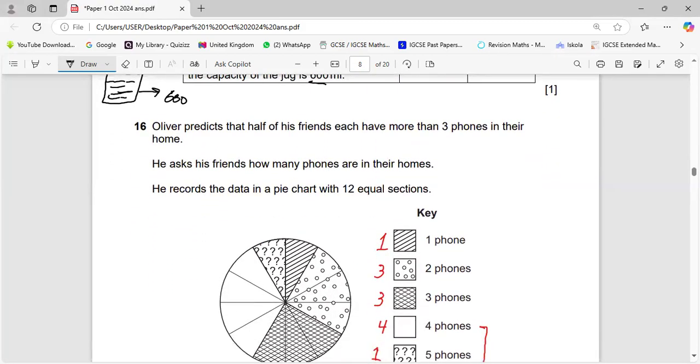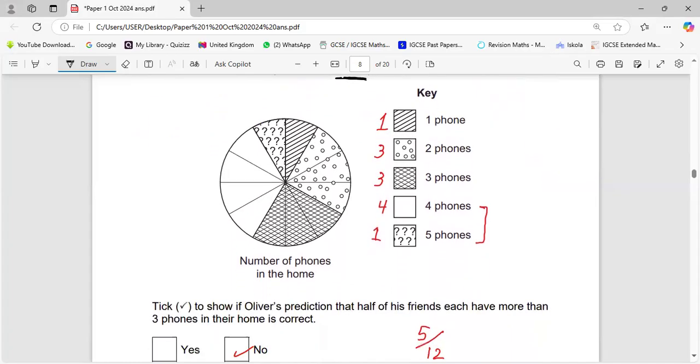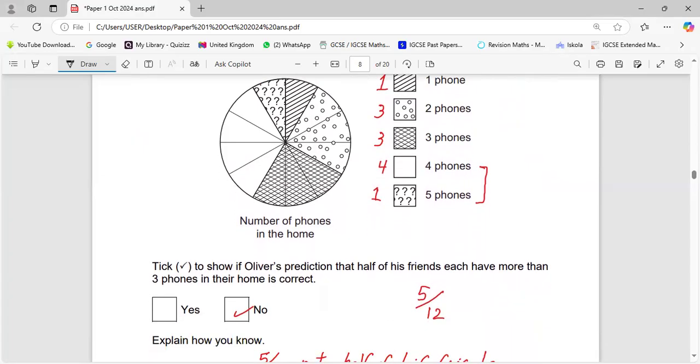The next question. Here we have Oliver, who predicted that half of his friends each have more than 3 phones in their home. Here they are represented in a pie chart. You have 12 equal sections. 1 phone is represented by this section, and 3 phones, and so on. He only asks you about this question. Oliver predicts that half of his friends each have more than 3 phones, meaning maybe 4 phones or 5 phones.